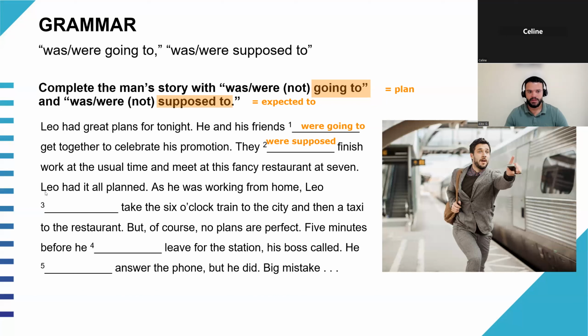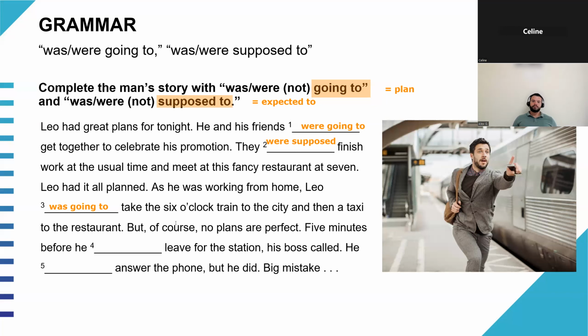The next one said, Leo had it all planned. As he was working from home, Leo, what do you think? If he's going to take the 6 o'clock train, going to or supposed to? Going to. Yep. Was or were? Was going to. Excellent, right? Because something that you plan, especially a train, is by the clock. It's a schedule. It has to be a plan. Very good. Go ahead and continue, Celine.